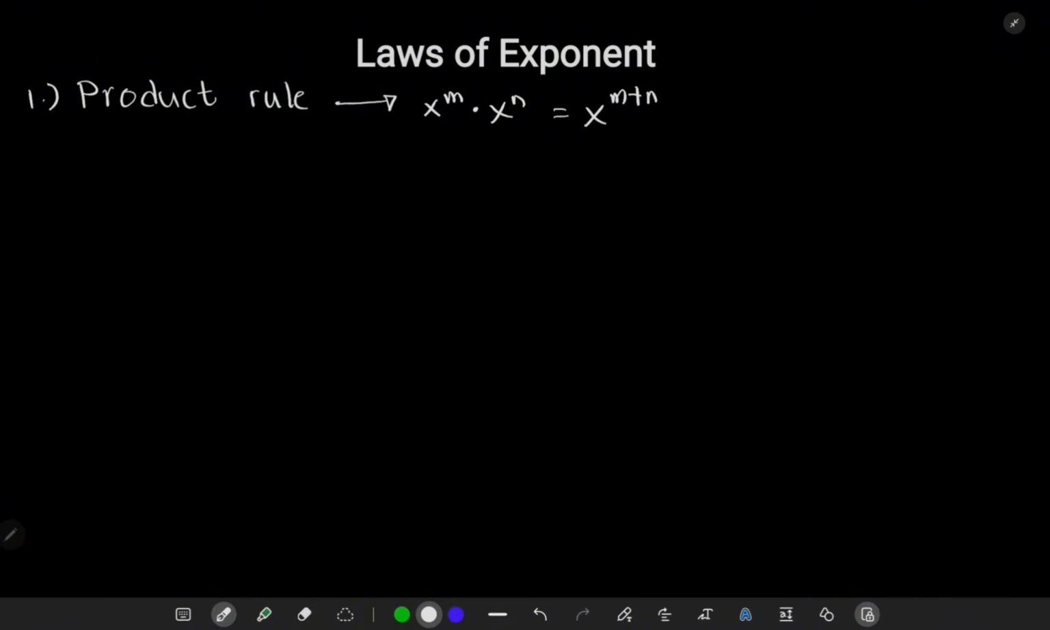So for example, if we have x squared times x cubed, so kopyahin natin yung common base, which is x, and then let's add the exponent. So we have x raised to the fifth power.